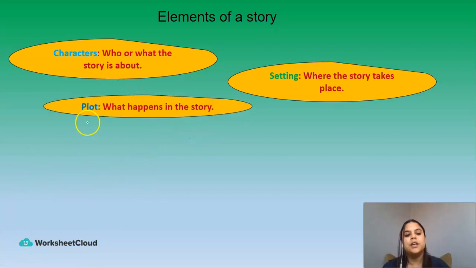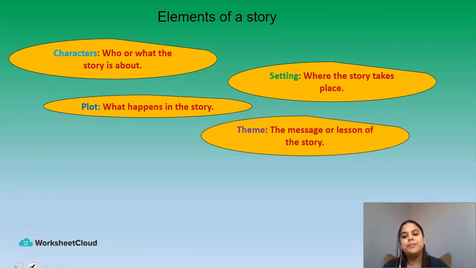Then we're looking at the plot, okay? What happens in the story? So basically the plot tells us a summary of the whole story. What exactly happens here? The theme is the message or the lesson of the story. Okay, so what kind of message is the story trying to tell us?